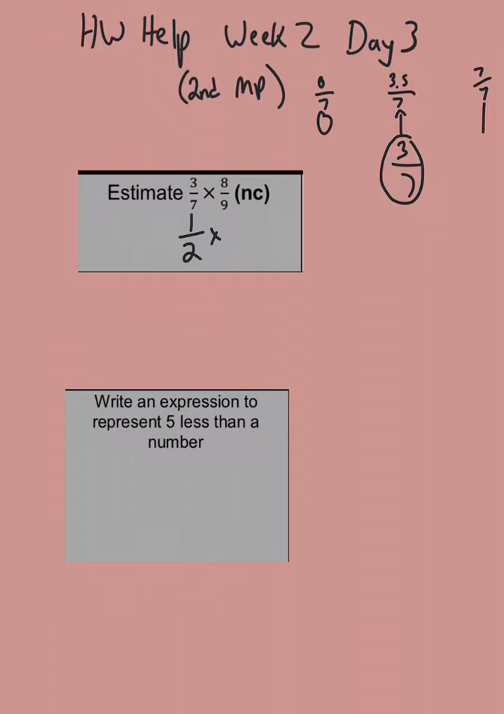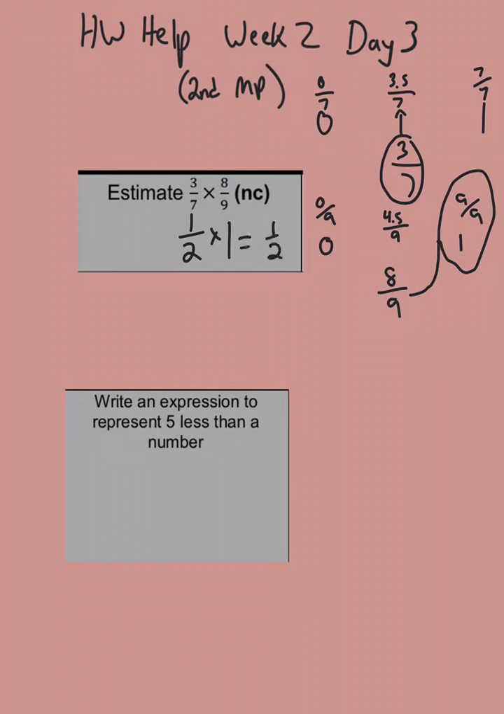Now 8/9, we're going to do the same thing. Remember, 8/9 is somewhere between 0 and 1. Now 0/9 is 0. 9/9 is 1. Half of 9 is 4.5, so 4.5/9 would be half. 8/9 is really close to 9/9, so 8/9 rounds to 1. Now when you multiply, half times 1, or half of 1, equals half. That's how you estimate fractions.